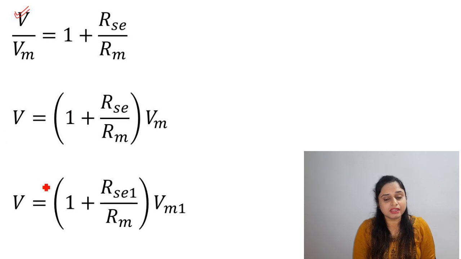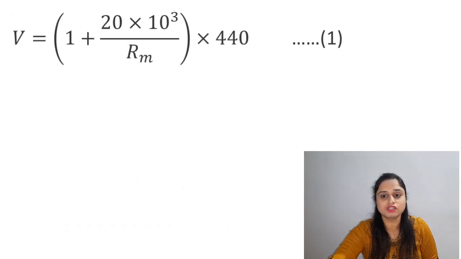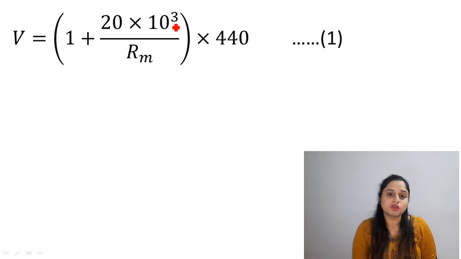So here you can get the equation for the first condition as V equals (1 plus RSC1 by Rm) into Vm1. We know the value of RSC1 and Vm1. Substitute those values and you will get the equation V equals (1 plus 20 into 10 to the power 3 divided by Rm) into 440. Why 10 to the power 3? Because it is 20 kilo ohms. Denote this equation by 1.